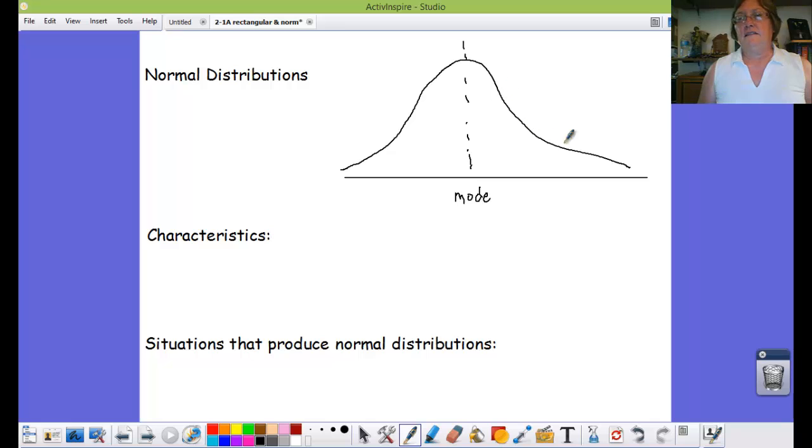On the other side, they tail off towards the high side. So we have a characteristic that is one peak in the middle. It tapers off in the low and the high direction.